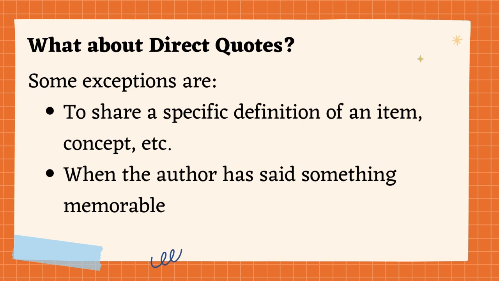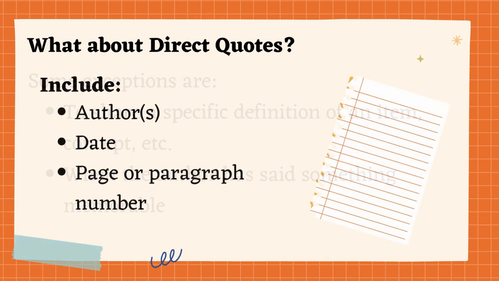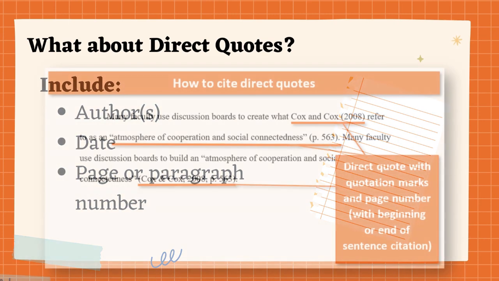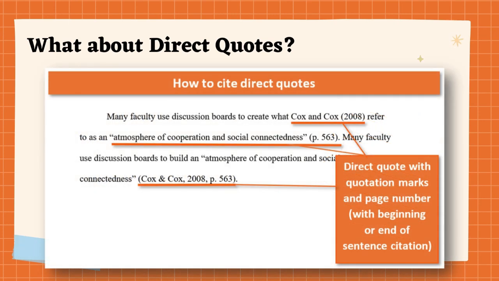So with direct quotes, you're going to have the author or authors, last name, comma, date, comma, and a page or paragraph number to show exactly where you took the quote. In your quick guide, it shows you an example. The first sentence is where the citation is at the beginning of the sentence, last name and last name, date, and then you put the page number after the direct quote. At the bottom, that's an end of text citation, and it is last name, ampersand, last name, comma, date, comma, page number.